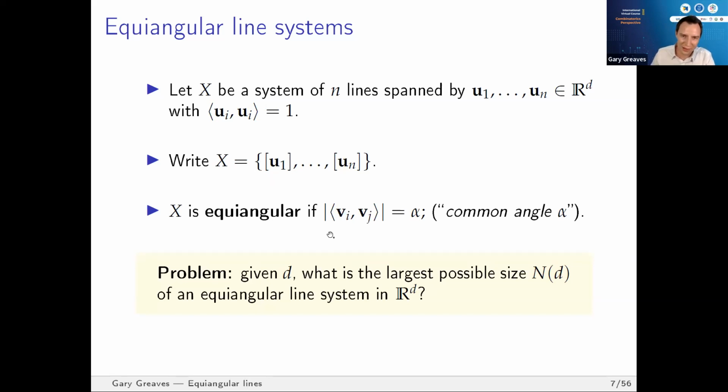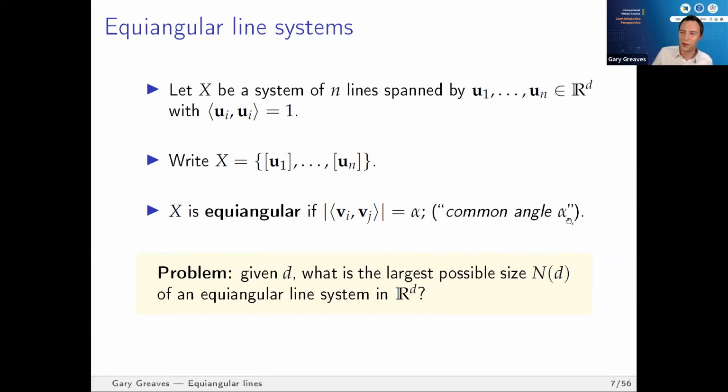And so, okay, I see a typo here. Sorry about this. This should be a U, not a V. So some of you are looking at a V and wondering where the V came from. Well, it should be a U. So this is Ui inner product Uj. The absolute value should be alpha.